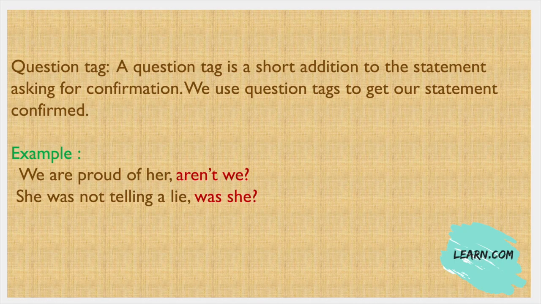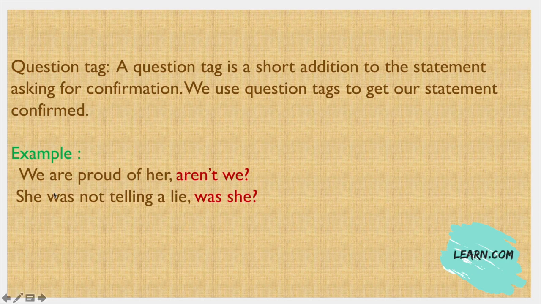First, we'll try to understand what exactly a question tag is. As you can see on the screen, a question tag is a short addition to the statement asking for confirmation. And we use question tags to get our statements confirmed. Every statement that we are given contains some information. Now how to confirm that information? The tool which we use to confirm that information is termed as question tag. So we can say it is a device, or a tool, or an instrument which we use to confirm the information given in the sentence.